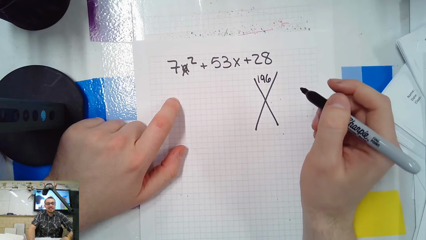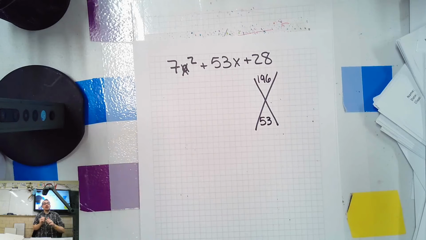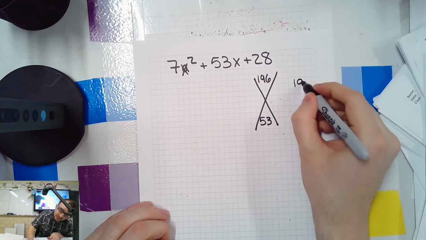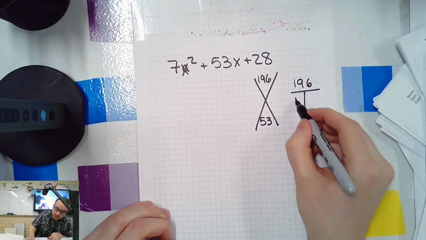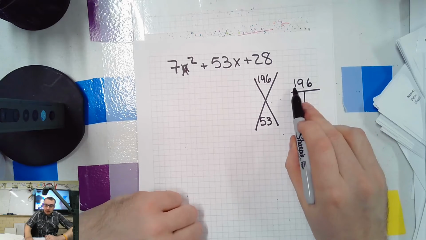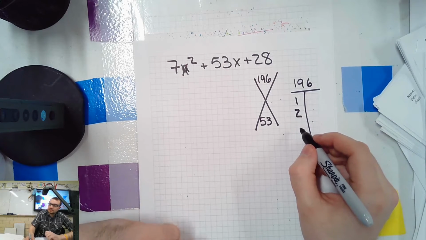Factors of 196. A lot. That's a lot. They had to add to 53. So are 1 and 196 going to be the answer? No. What about 2 and 90 something? No, right? It's impossible. So let's list factors of 196 that are close together. So 1, no. 2, no. Does 3 go into it? No. Does 4 go into it? Yes, it does.